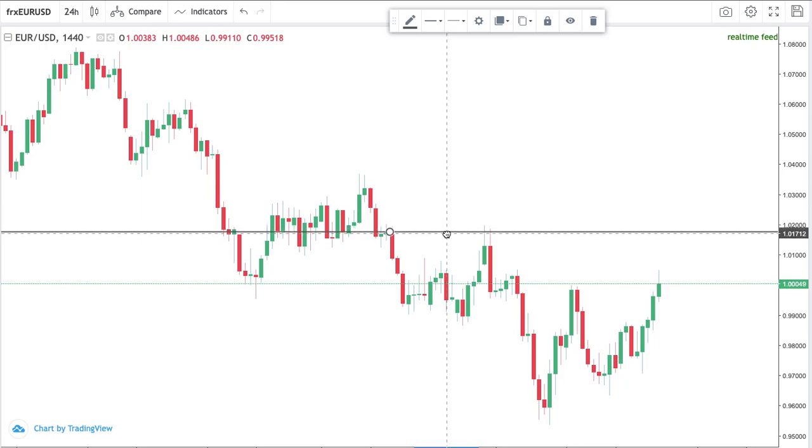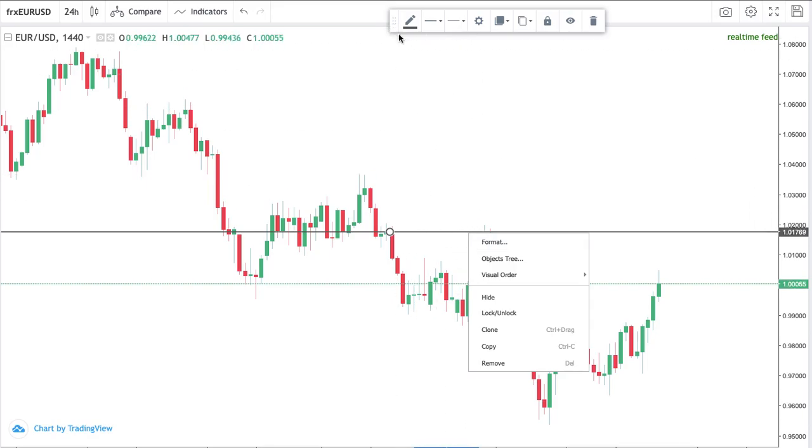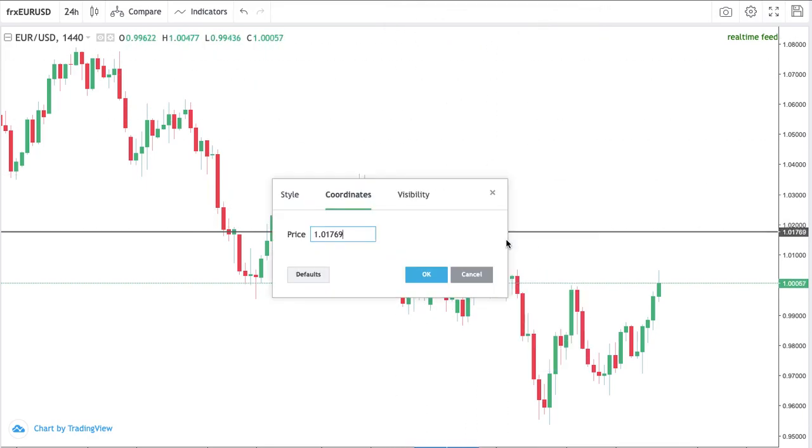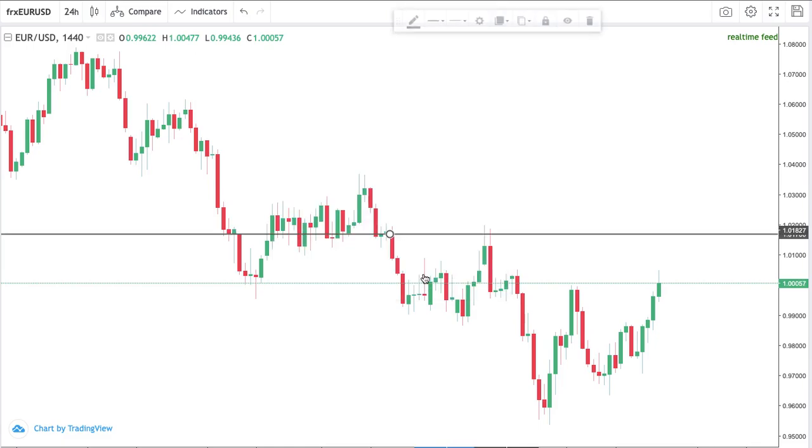That should be good. Okay, that should be 1.01700. Okay, this is 1.01700 here. Are you seeing this? This is a major psychological number at this point. Are you seeing what happened?